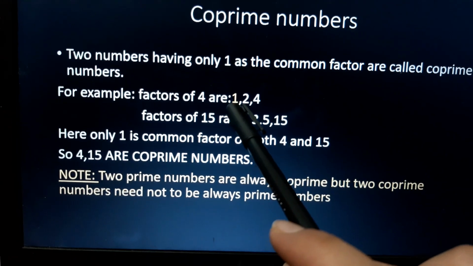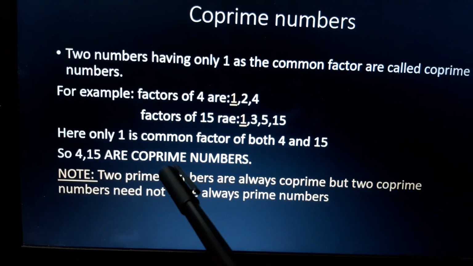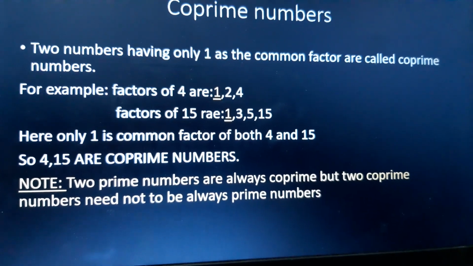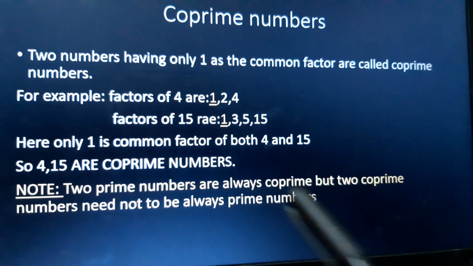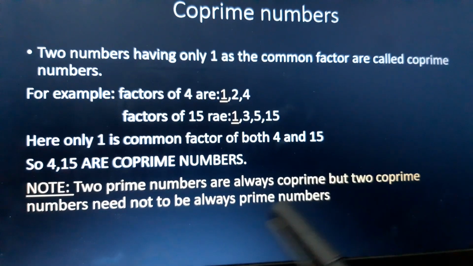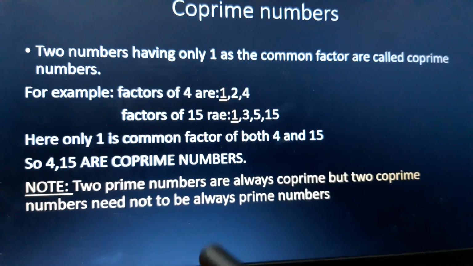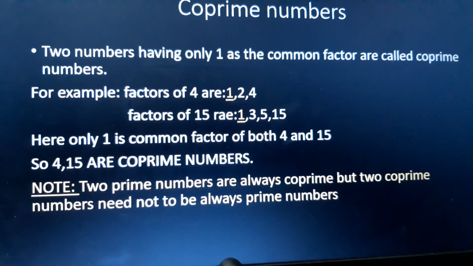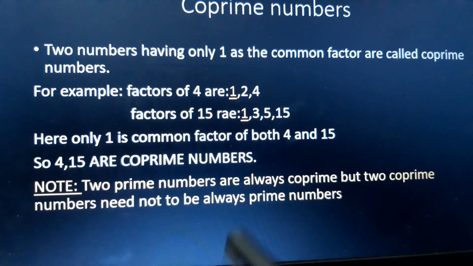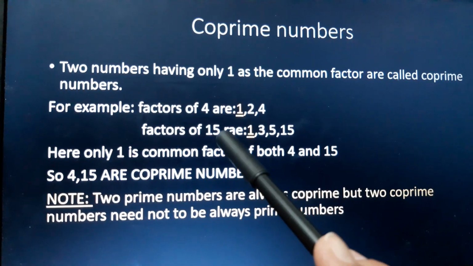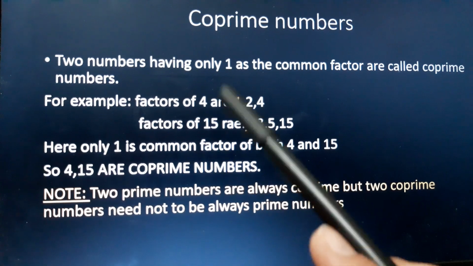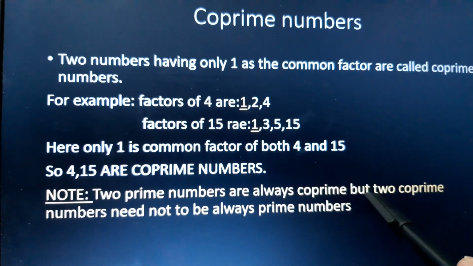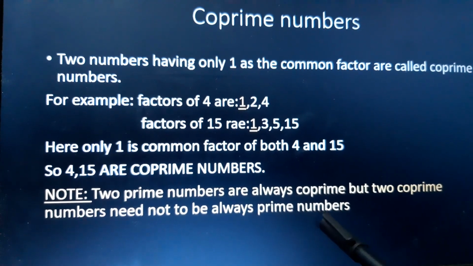Such numbers which have only 1 as the common factor are known as co-prime numbers. So we can say 4 and 15 are co-prime numbers. Now one thing to note here is two prime numbers are always co-prime, but two co-prime numbers need not always be prime numbers. For example, 2 and 3 are prime numbers and they have 1 as the common factor, so they are co-prime. But here we have taken the example of 4 and 15. They are co-prime numbers, but 4 and 15 are composite numbers. They are not prime numbers. So two co-prime numbers need not always be prime numbers.